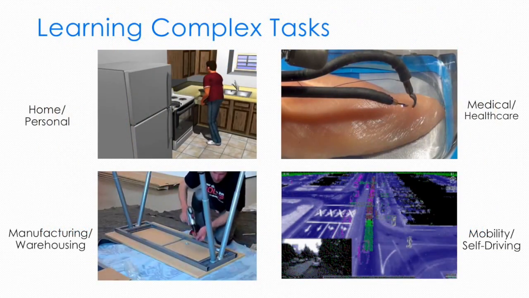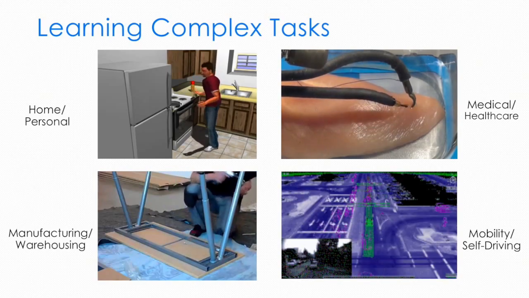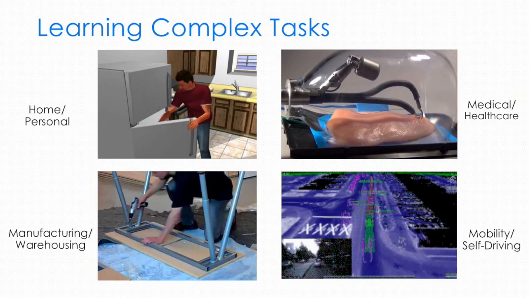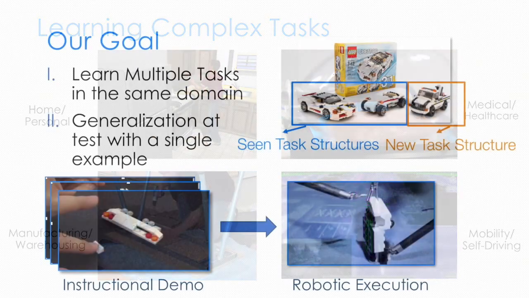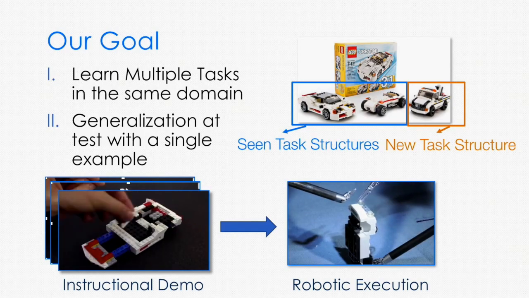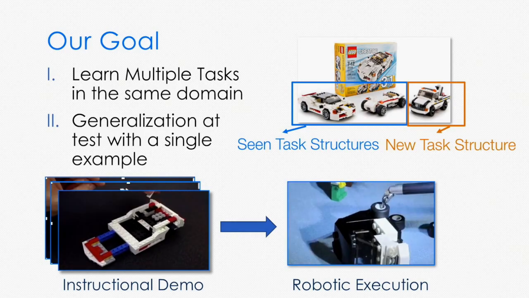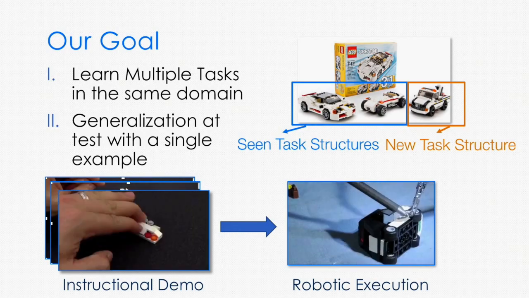We are interested in complex hierarchical tasks which have a latent structure. These tasks have many practical applications, such as cooking, surgery, assembly, and driving. We attempt meta-learning to achieve generalization in complex hierarchical tasks. Ideally, we want to be able to complete an unseen task with a single demonstration.